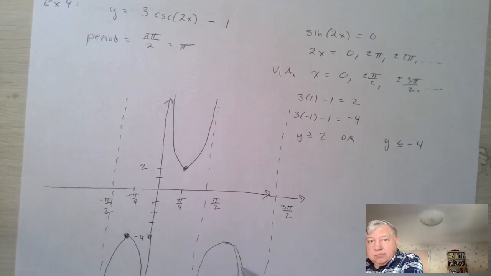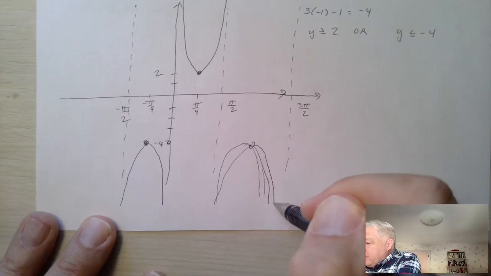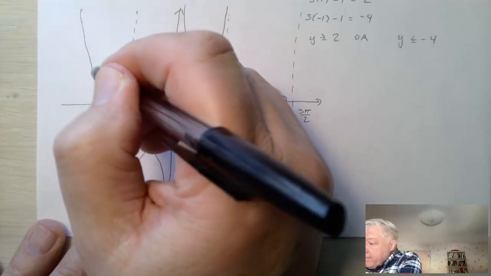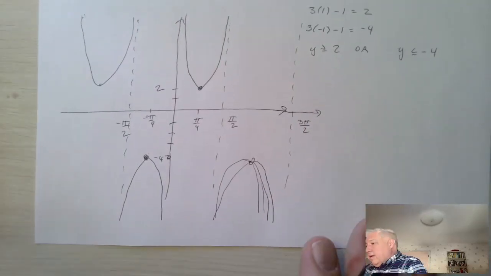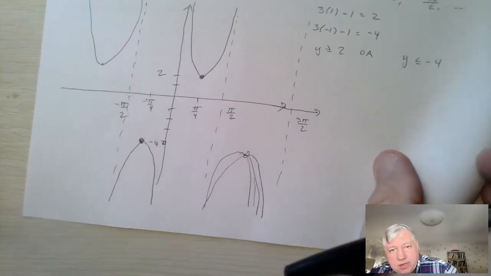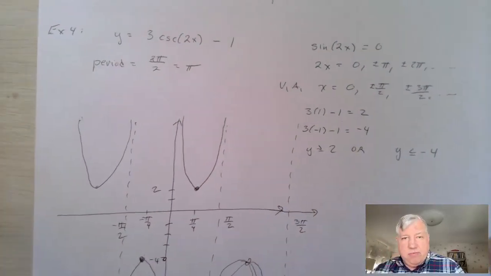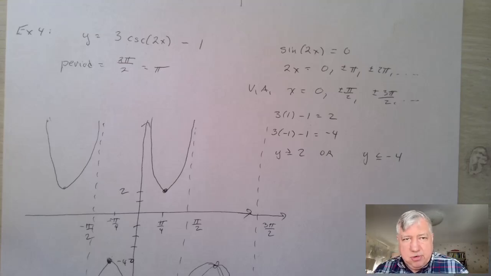I guess I should have drawn this more to scale. Like that. Okay. All right. So your graphs don't have to be a work of art, just like mine isn't. But what you'll really be asked is to give the asymptotes, give the range, give the period, and give a somewhat nice sketch of what's going on.